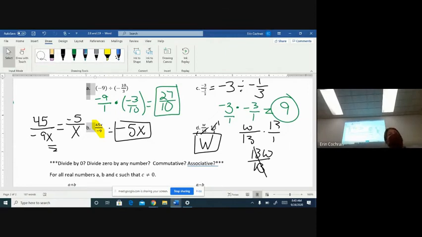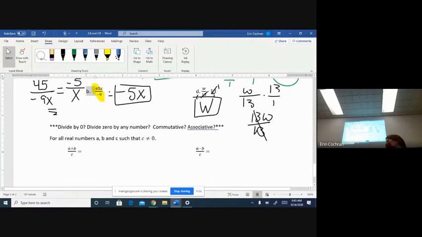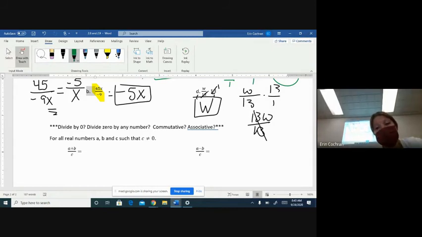Can we divide by 0? No, so anytime you have 0 in the denominator, you can't do it. It's undefined, okay? Can 0 be divided by any number? So could I have 0 divided by 2?